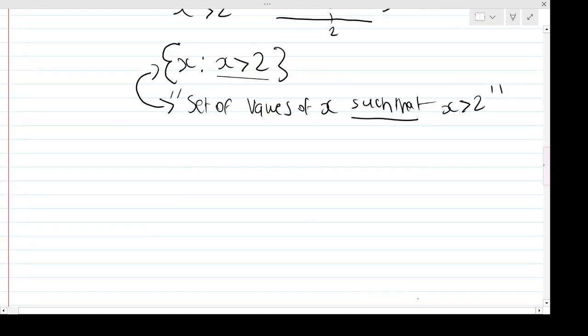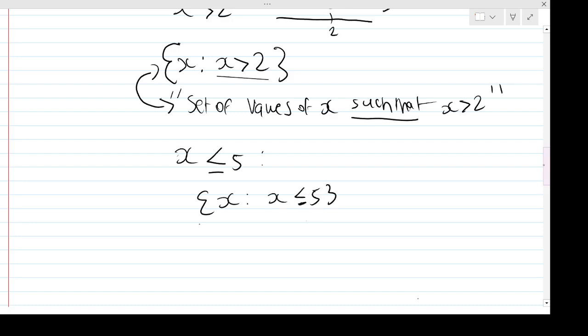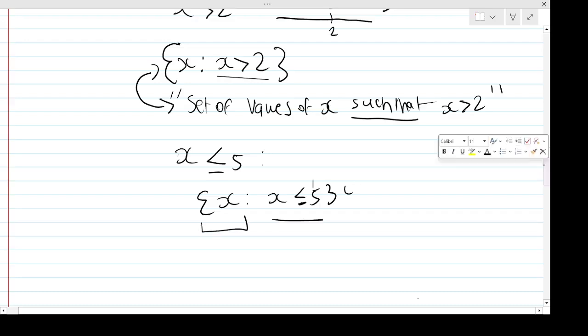Cool. So as another example, x less than or equal to 5. We can write that as the set of values x such that x less than or equal to 5. And if you really want to, you can just memorize it as a curly bracket, x, colon, and then you put your inequality in, and then you close it with the other curly bracket. That's all you really need to learn. It means a set of values of x such that x less than or equal to 5, describing a range of values of x. A set of values, remember, is just a collection of values of x.